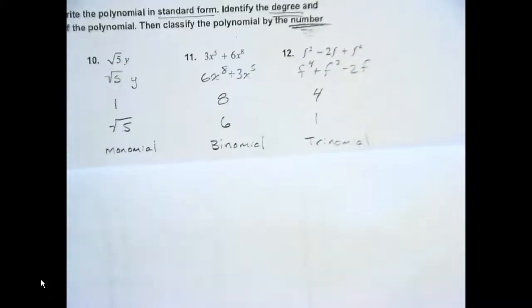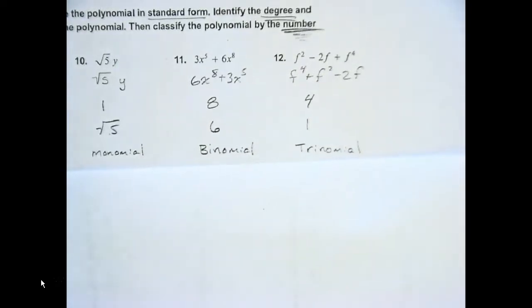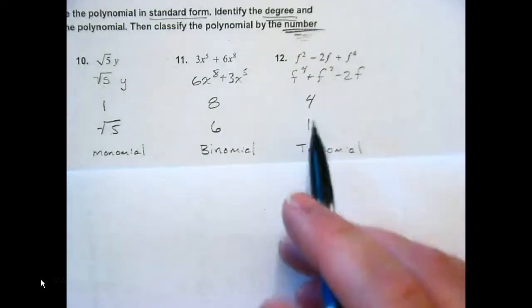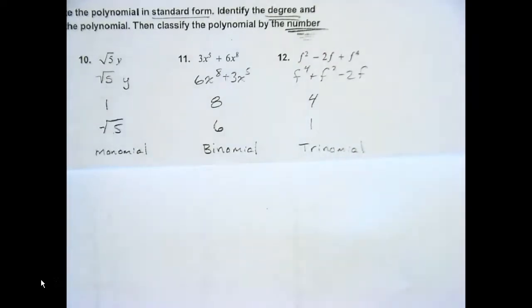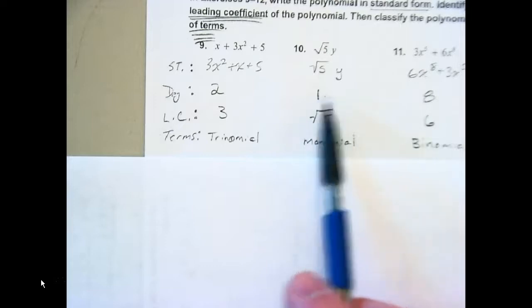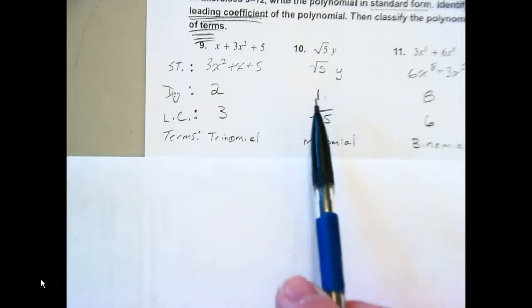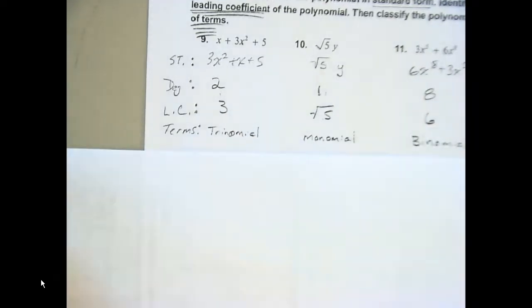And the last one, number 12, f to the 4th plus f squared minus 2f. It is a 4th degree, also called a quartic, you can call it. And leading coefficient is 1, it's a trinomial. You guys, if you called this one in terms of degree, what could we have called it? What's the other name? Linear. And this one is quadratic. Okay, go with either of those. All right. Any questions there?